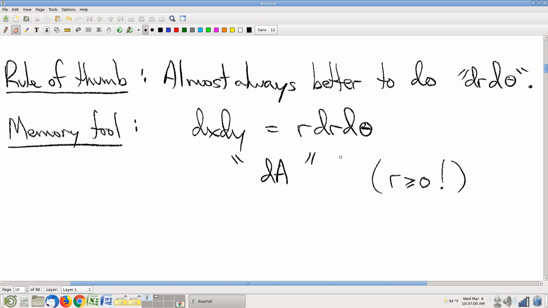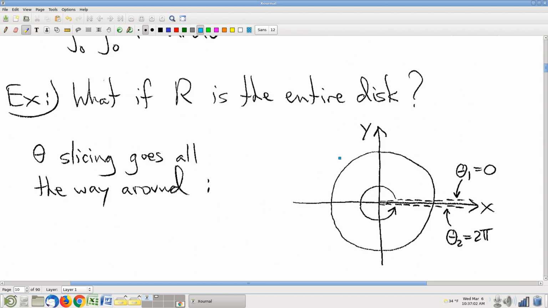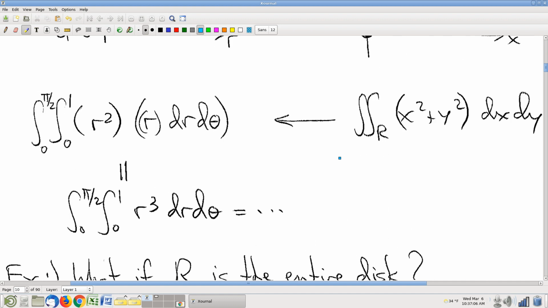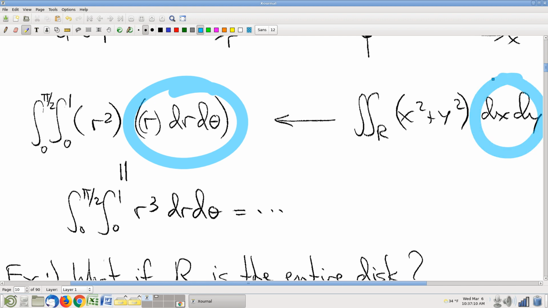Okay. Alright, here's another. Oh, by the way, notice I did that here. r d theta. That's my dx dy.